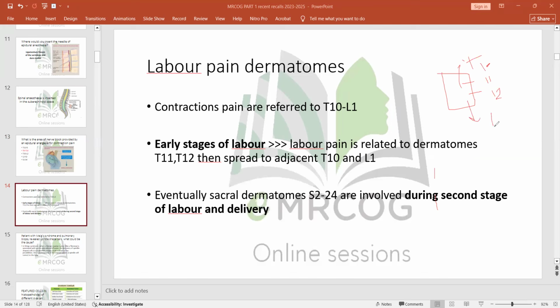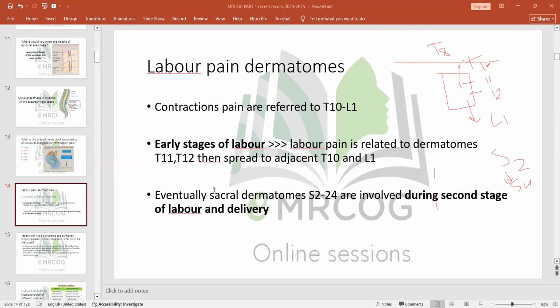And down low, down to L1. By the second stage during labor, while the head is coming down, the pain also is going to involve S2 to S4. So this is why when I block from T8, that's amazing. If I block at T9, well done. So I'm having a region from T8 to T10. This is where we should insert the epidural catheter or the spinal anesthesia.